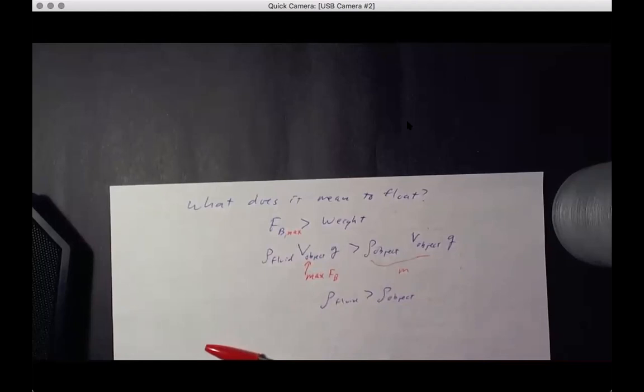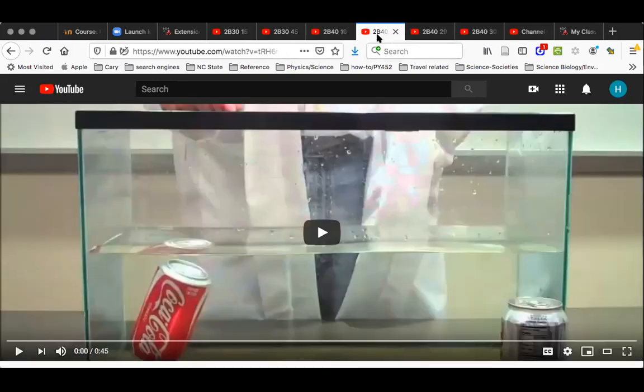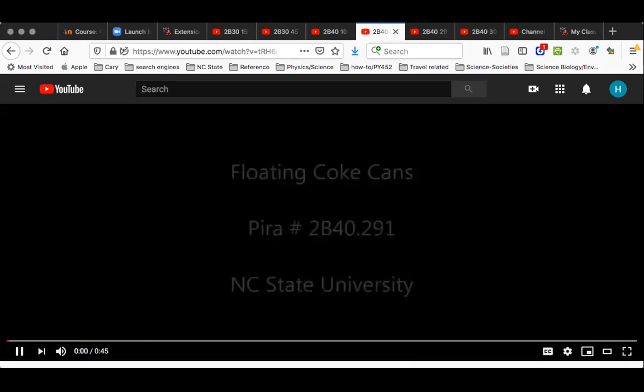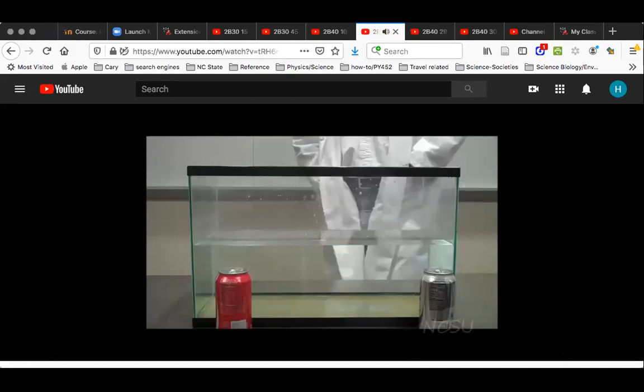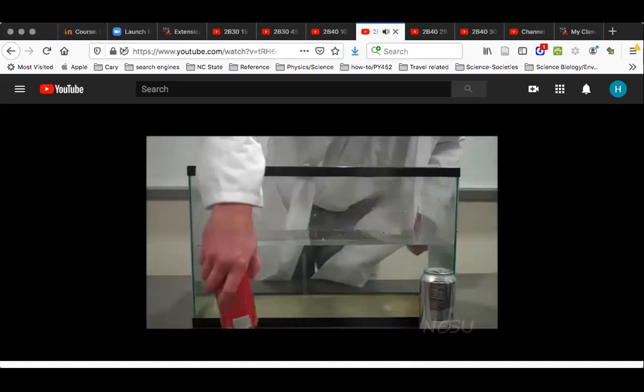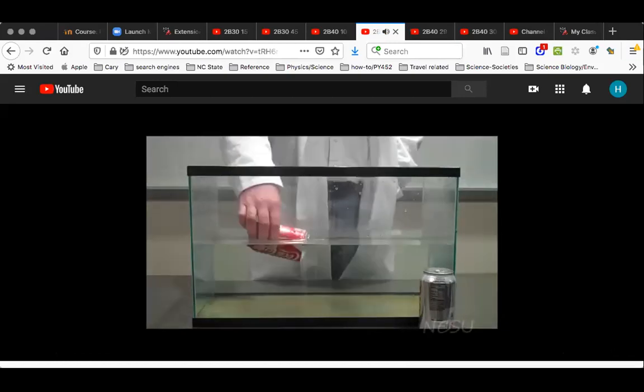So let's go take a couple more looks at a few more virtual demonstrations, and we'll find them over here. Okay. The floating Coke cans. What is the density of Coke versus water? Floating Coke cans. Will Pepsi sink, or a Coke sink, or will it float? Now this is the regular Coke. That's got a lot of sugar in it.